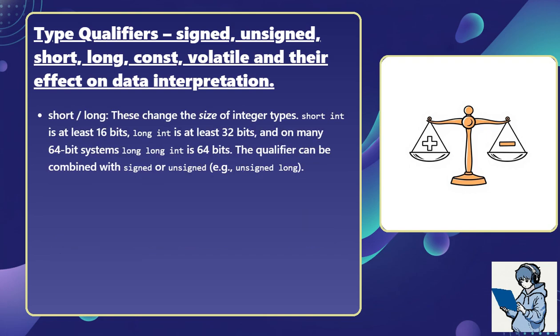Short/long, these change the size of integer types. Short int is at least 16 bits, long int is at least 32 bits, and on many 64-bit systems long int is 64 bits. The qualifier can be combined with signed or unsigned, for example unsigned long.